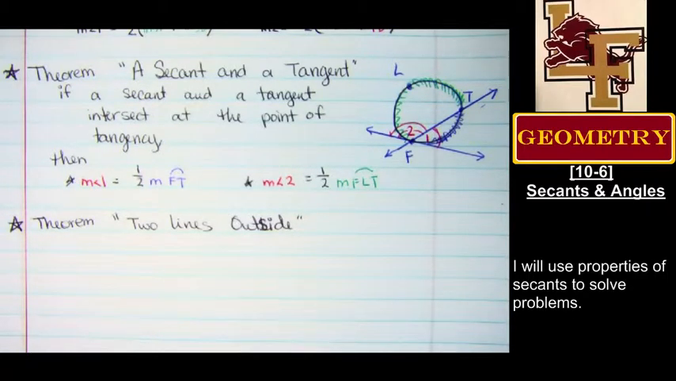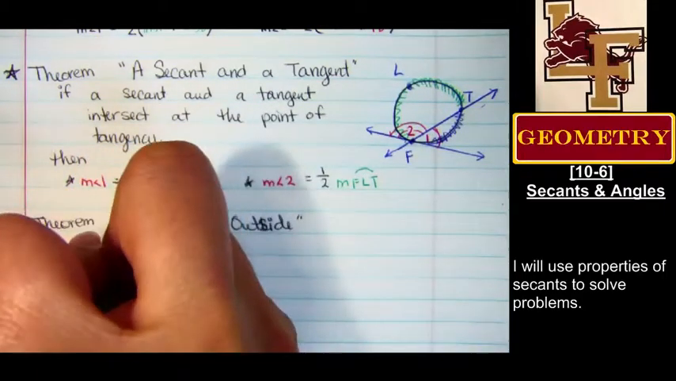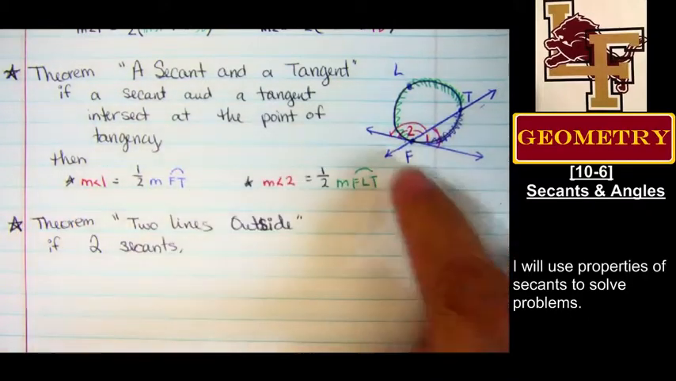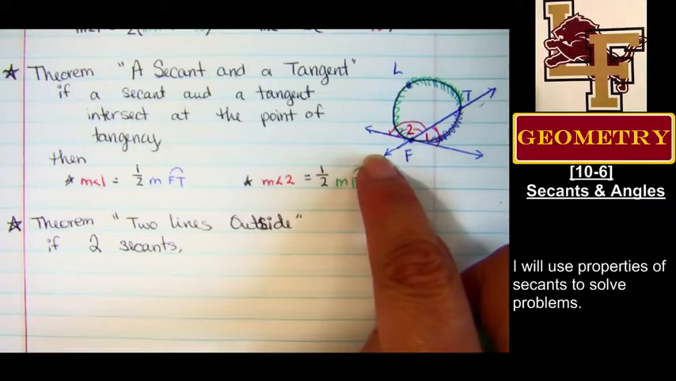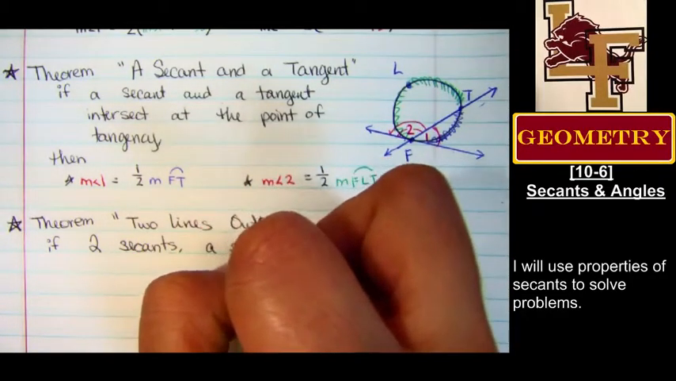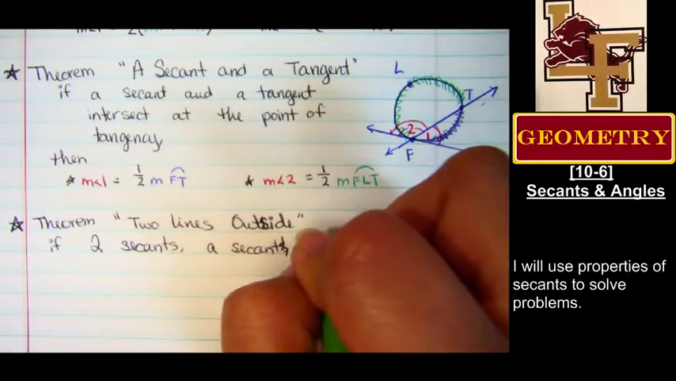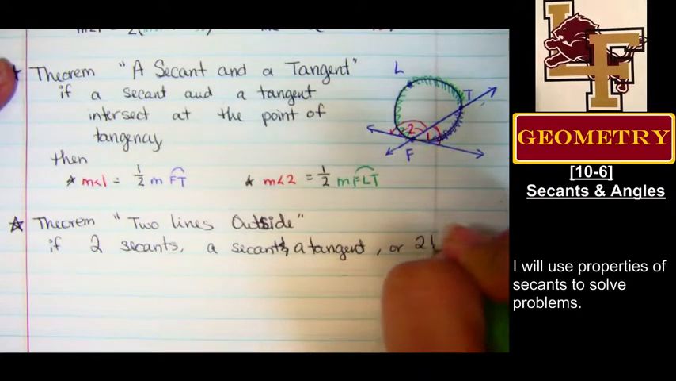If it was way out here. Yep. All right, so here's our setup. We can have 2 secants, a secant and a tangent, or 2 tangents.